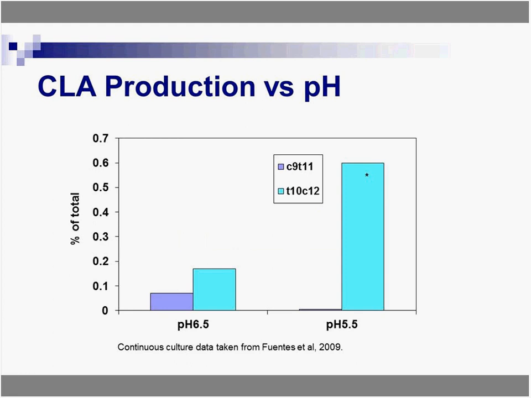pH is another factor. The 2009 data showing a drop in pH from continuous cultures from 6 to 5.5, and what happened to CLA. 11, that's a good one. Has no fat problem. The other one does, and it went way up, a significant increase when pH was lowered.